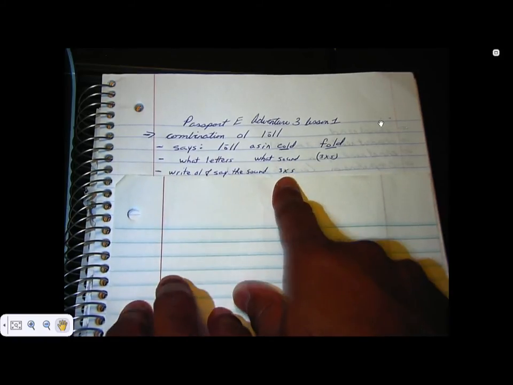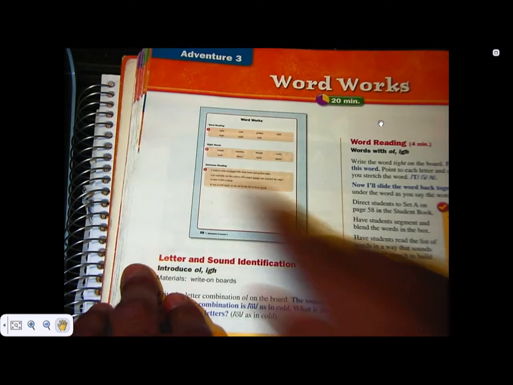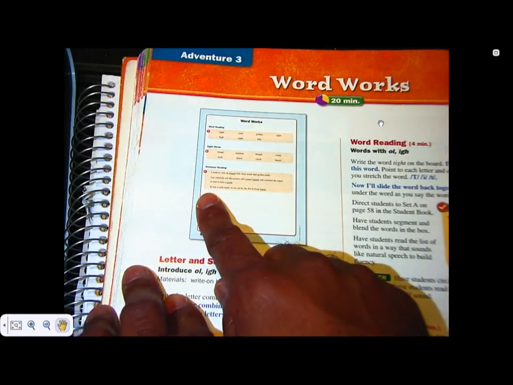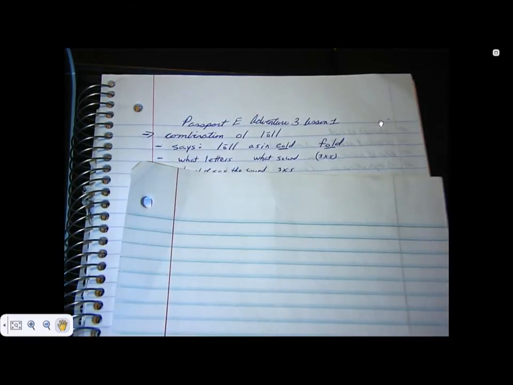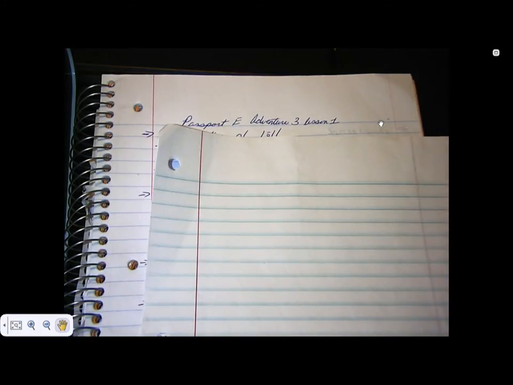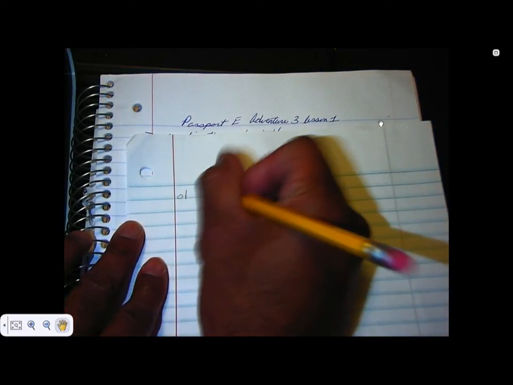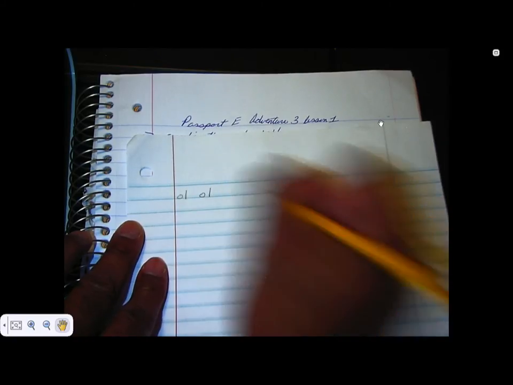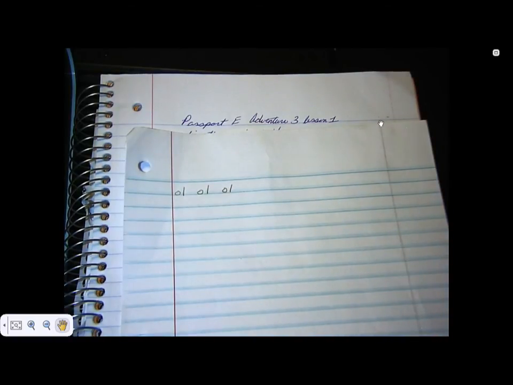Now at the bottom of your workbook page, in this area here, don't write super gigantic because we're going to put several things down there. At the bottom of your page, I need you to write OL and then say OL. You're going to write and say OL, OL. I need you to do it 3 times. I've done it 3 times, so I need you to take the time to do it 3 times.